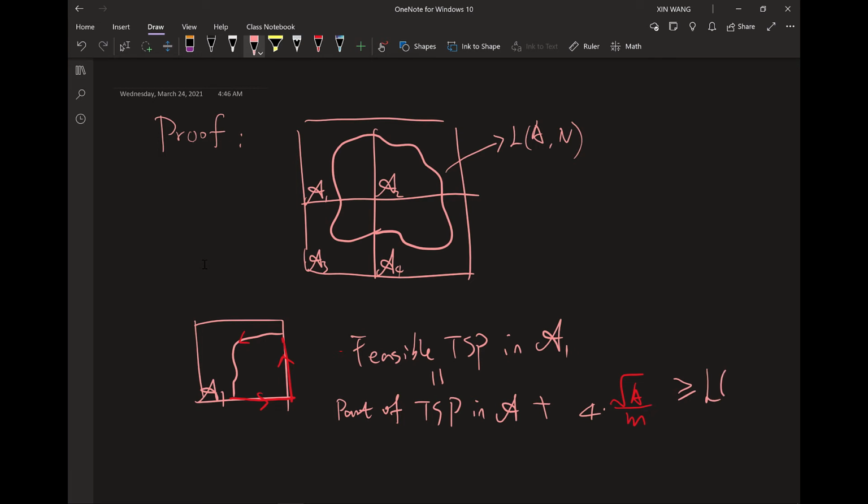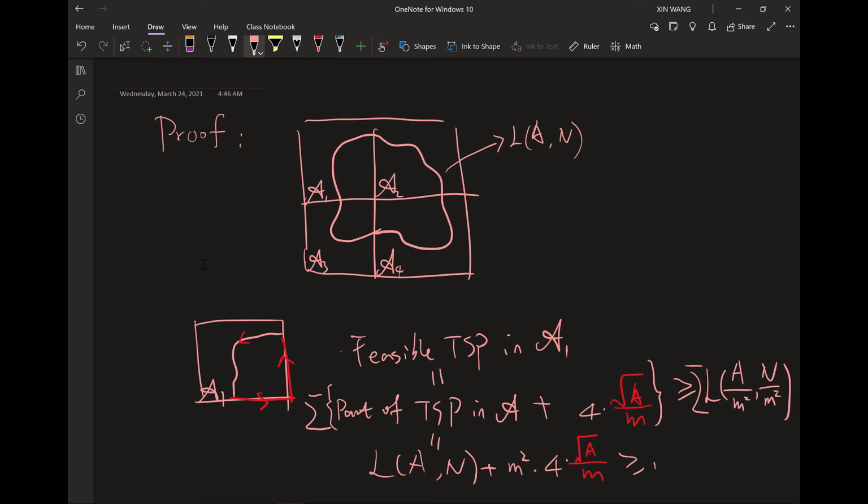The optimum TSP tour is given by the same expression, where we have a smaller area and a smaller number of customers. This is only for one sub-area, so we can add all the areas together on the left-hand side and on the right-hand side. There will be m squared sub-areas. On the left-hand side, this will be the entire TSP tour, and the second term will have m squared times 4, and this is greater than or equal to the m squared sub-TSP tours. So this gives us a lower bound estimation for our TSP tour of the entire area.